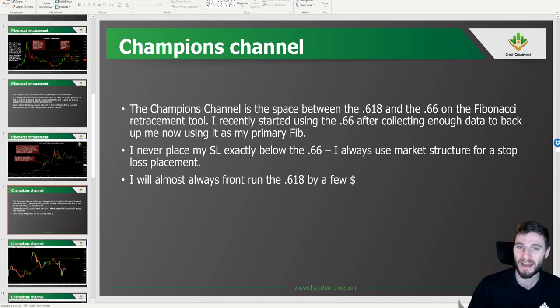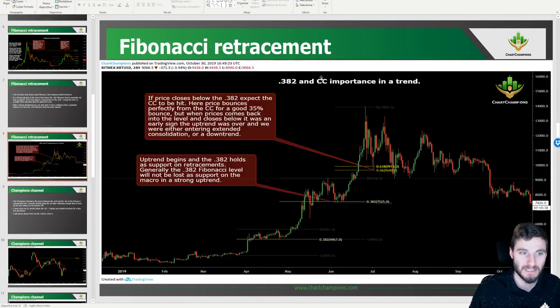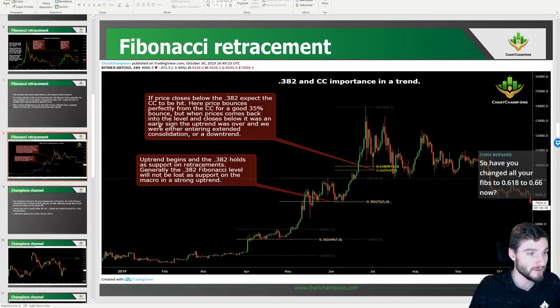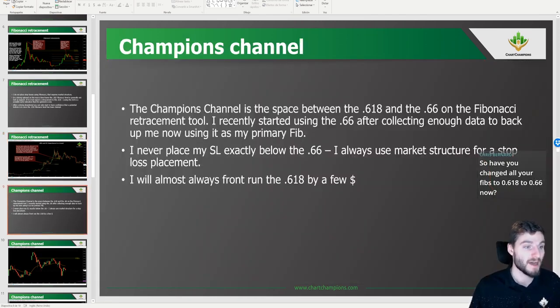So I hope I don't get asked that question anymore. But that's what it is. I refer to this as CC, so if you ever see CC, that stands for Champions Channel. That's what we're looking for here, and this is the slide I was after. The Champions Channel is the space between the 618 and the 66 on the Fibonacci retracement tool. I recently started using the 66 after collecting enough data to back up that it is literally better, in my opinion.